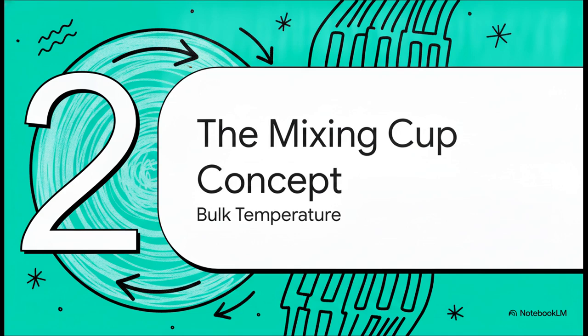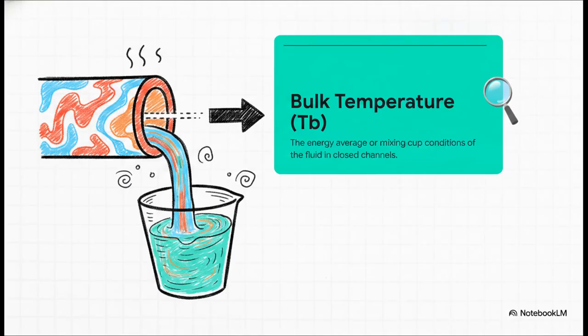Moving right along to Section 2, the mixing cup concept. To really get a handle on internal closed-channel systems, we've got to define a pretty crucial concept. See, because temperature varies all along a tube's length, we absolutely must rely on the bulk temperature, or the mixing cup average, to calculate our heat transfer.